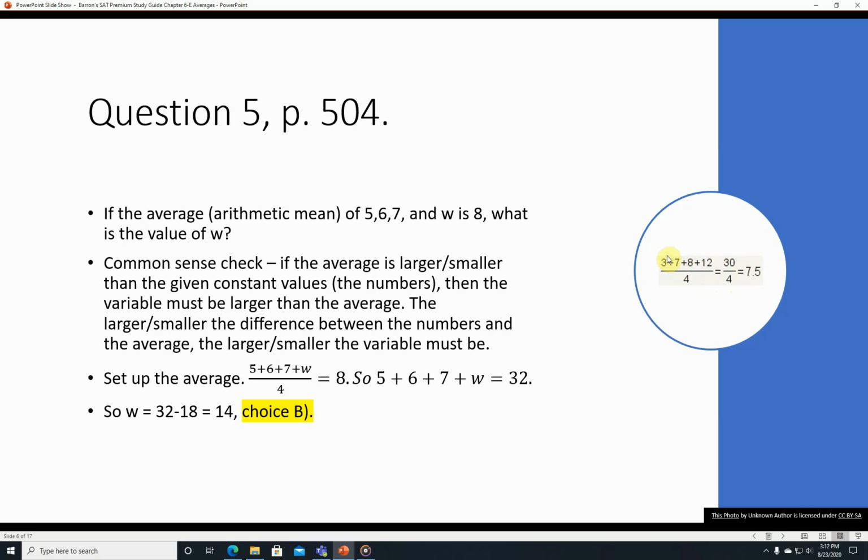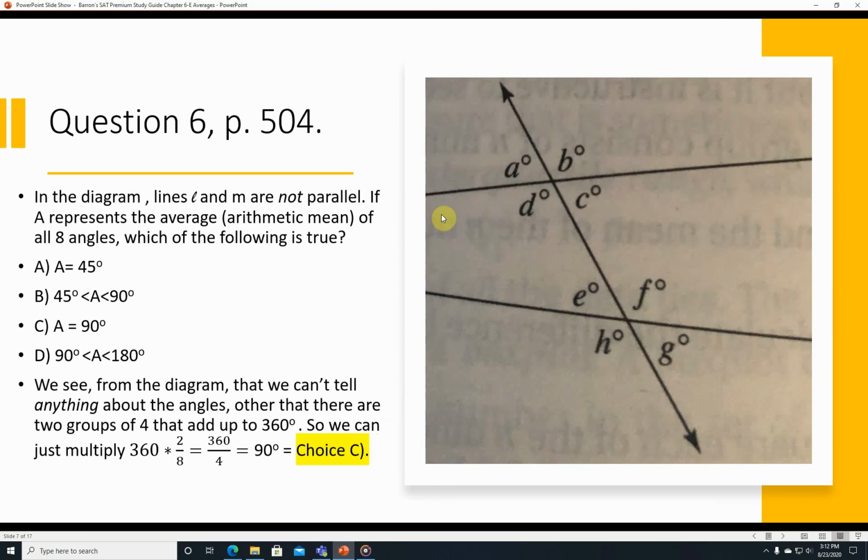But you could say, okay, 3, that's kind of low, so I know this is going to have to be up. It's not going to be close to 3. It's going to be closer to 7, 8, maybe even 9. And when you do the math, you find out it's 7.5. So keep that in mind. If you have 3 numbers they give you, or whatever number of numbers they give you, that are all lower than the average, and one variable, you know the variable has to be higher than the average.